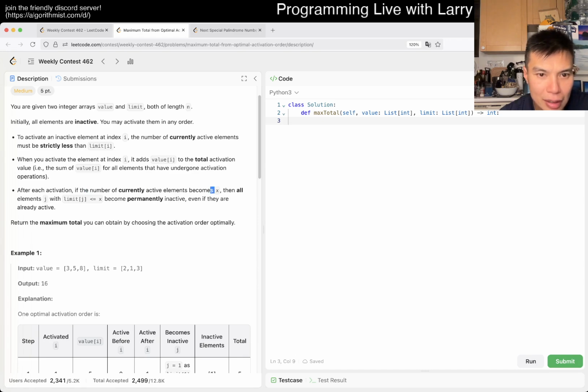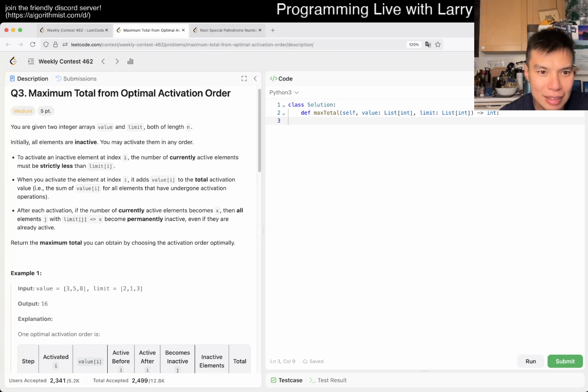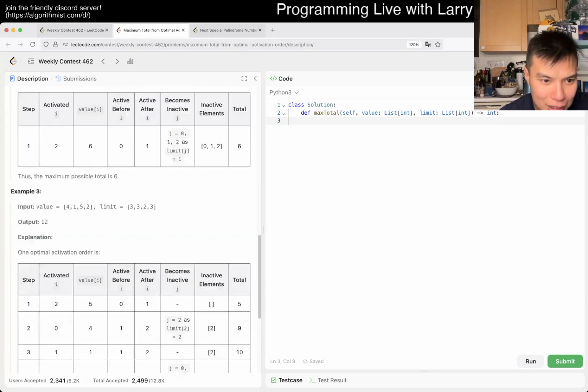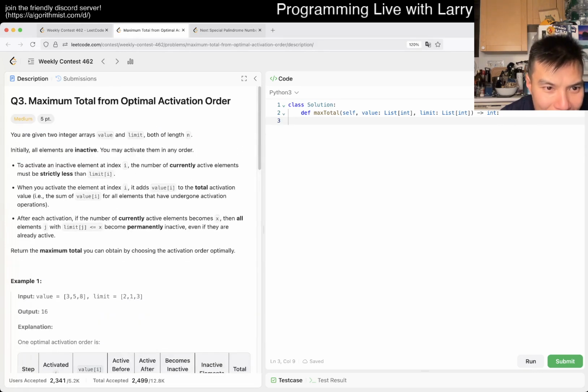What's X? What's X? What's X? Did I miss something? Is total activation value X? LeetCode does not edit problems, turns out. If the number of currently active elements becomes X, then all elements. Or maybe I don't get it.